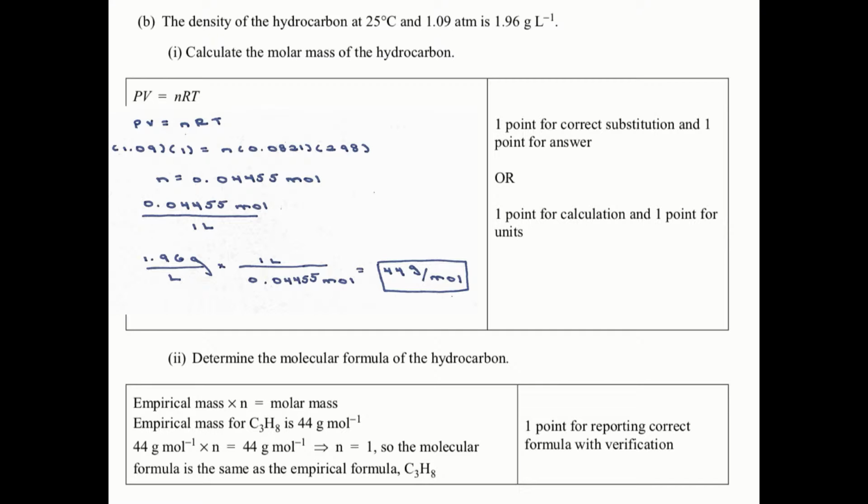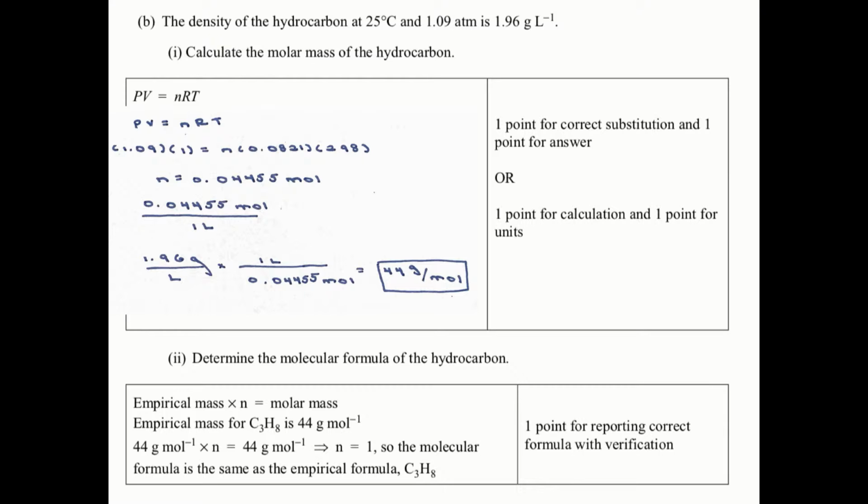So I plug in the pressure in atmospheres, 1.09. I plug in 1 liter. I plug in my R value, 0.0821, and I plug in my temperature in Kelvin, which is 298. And so when I solve that, I get 0.04455 moles. And that's 0.04455 moles per 1 liter, because I plugged in the 1 into my PV equals nRT formula.